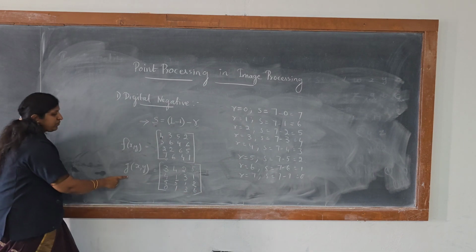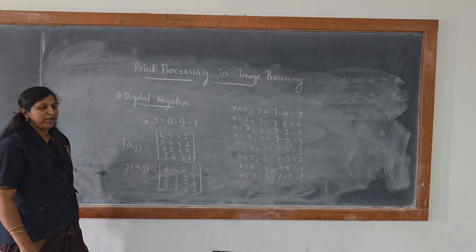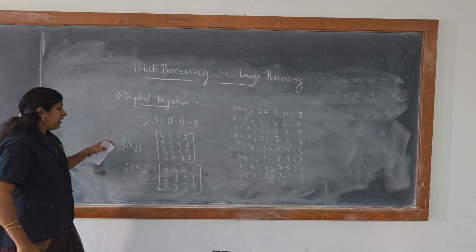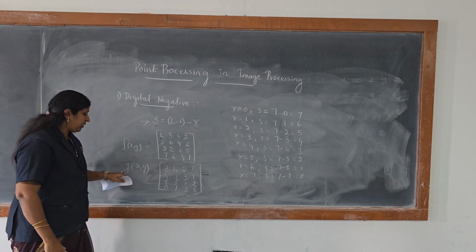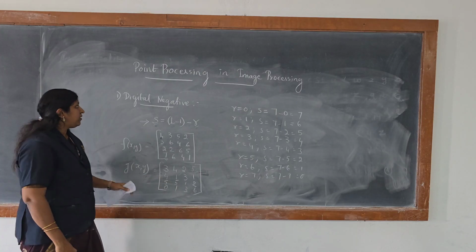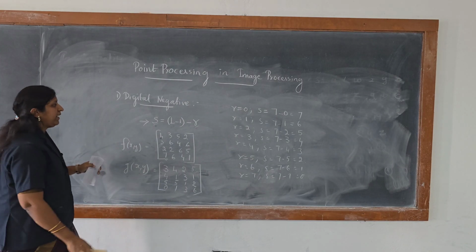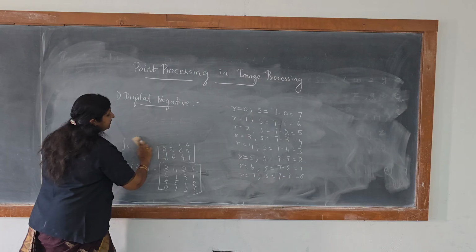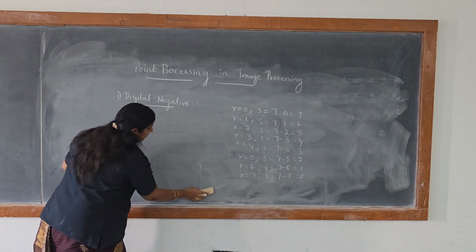Okay, so this is your modified output image. So for the input image matrix, we got the transformed output image G of x comma y. So this is about digital negative. Okay, so for your understanding, we can see one more example.